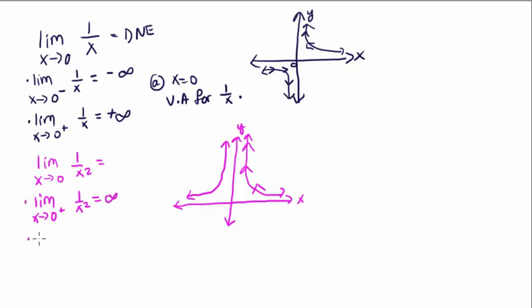Then similarly, I can do the limit as x approaches 0 from the negative side of 1 over x squared. I approach it from the left-hand side. I think you get the hang of it by now, how to do one-sided limits. And I also get positive infinity. So in this case, does the limit exist? Yes, because the limit from the positive side and the negative side of the same value 0 are equal to each other. In this case, they're both equal to infinity. So the limit exists and it's infinity.